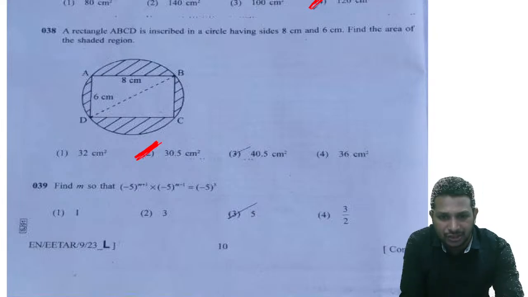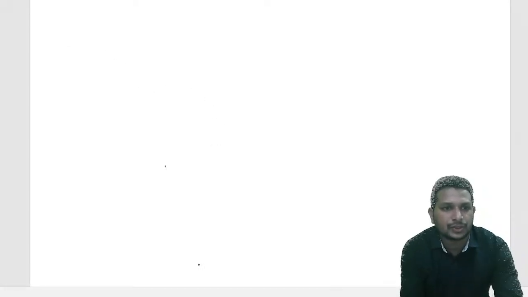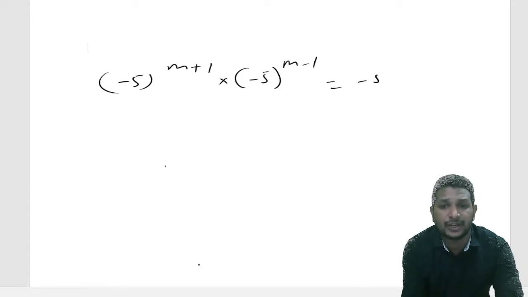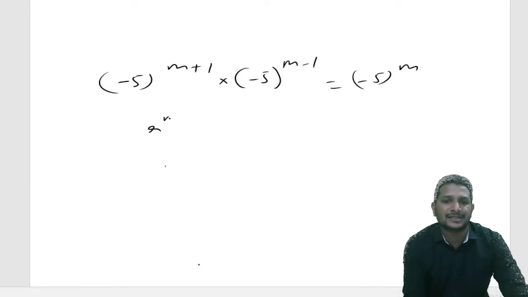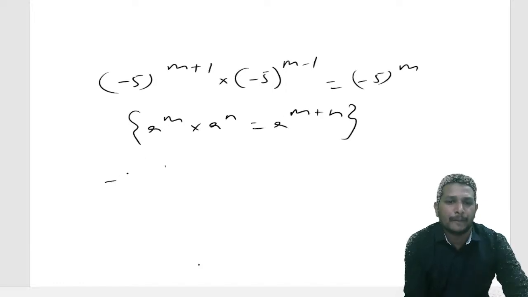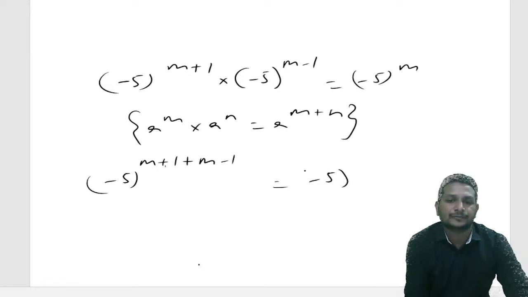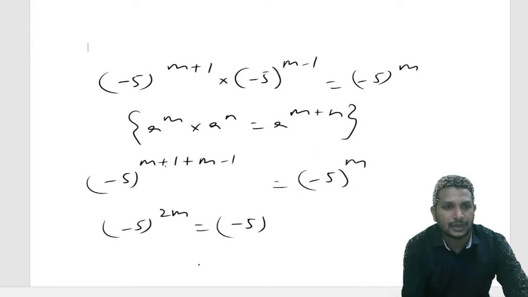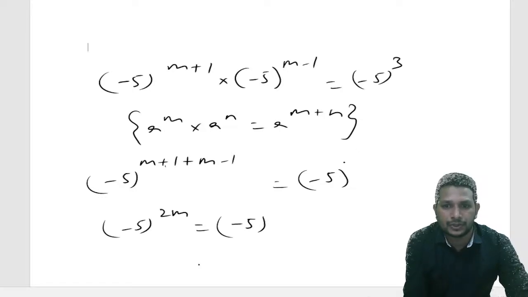So let's see the calculation on the board. What are the values they gave? (Minus 5) power m plus 1 and (minus 5) power m minus 1 equals (minus 5) whole cube. If I apply a power m into a power n equals a power m plus n, then minus 5 power m plus 1 plus m minus 1. The 1 gets cancelled. So we get (minus 5) power 2m equals (minus 5) power, sorry, I didn't write this value, 3.